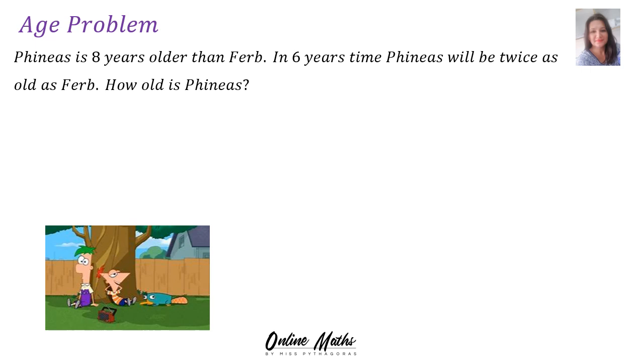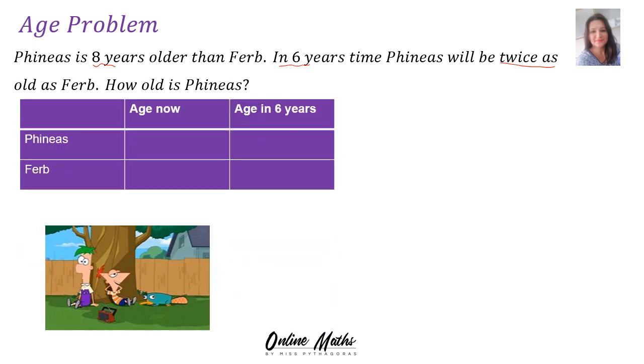Phineas is 8 years older than Ferb. In 6 years' time, Phineas will be twice as old as Ferb. How old is Phineas? Now let's make a table. On the left hand side there's Phineas and Ferb, and then age now and age in 6 years.